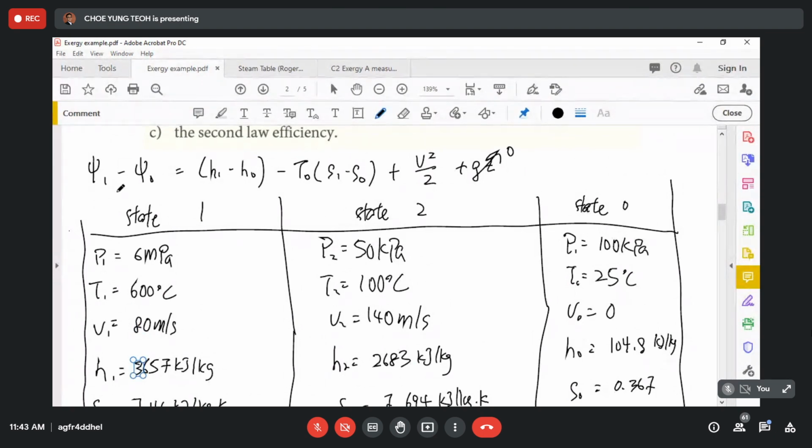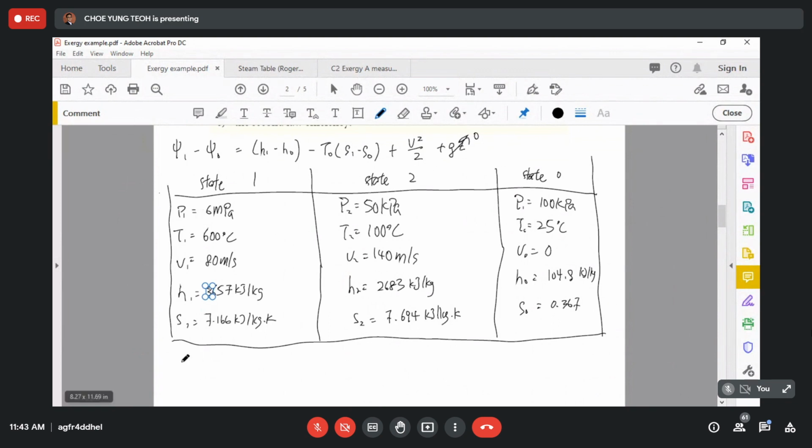Then I should be able to get psi1 minus psi0. I just substitute inside. psi1 minus psi0 equals h1, what's the value here? 3657, minus 104.8. T0, the temperature of the surroundings, 25 degrees Celsius, so plus 273, 298. s1, 7.166, minus s0.